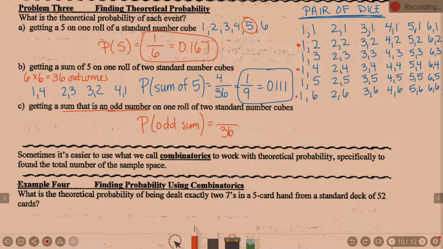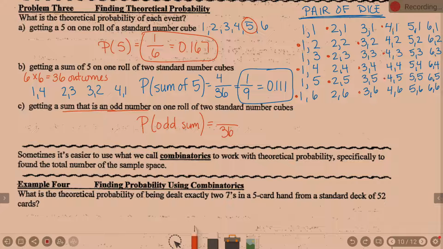Odd. 2 plus 1? Odd. 2 plus 2? Even. 2 plus 3? Odd. What else is odd? 2 and 5. Are you catching a pattern here? It's going to be every other one, isn't it? 3 and 1 is even. So 3, 2, 3, 4, and 3, 6 are odd. 4, 1, 4, 3, 4, 5 are odd.